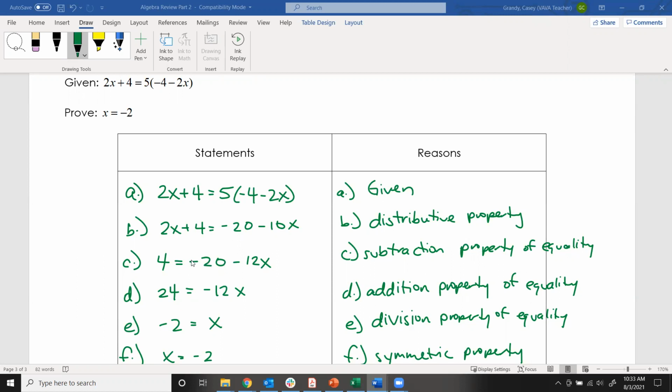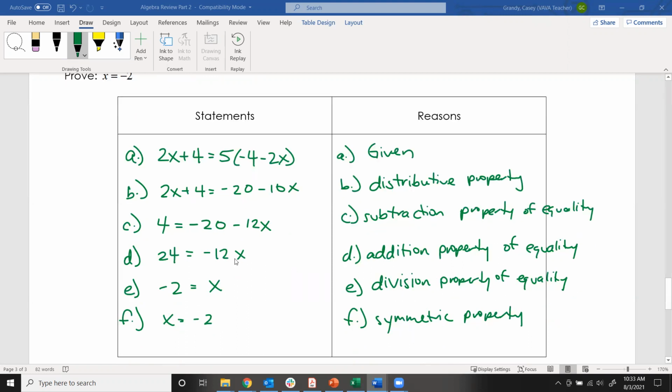I wanted to get rid of my negative 20, so I added 20 to both sides. That was the addition property of equality. To get rid of my negative 12, I divided both sides by negative 12. That gave me negative 2 equals x. Because I divided both sides by the same number, that was the division property of equality. And on the very last step, I wanted to prove that x equaled negative 2, so I needed to flip-flop my left and right side. The symmetric property allows me to do that.